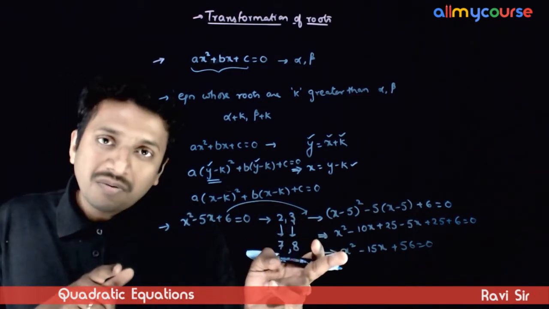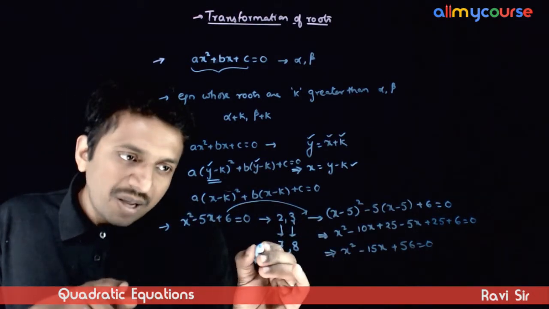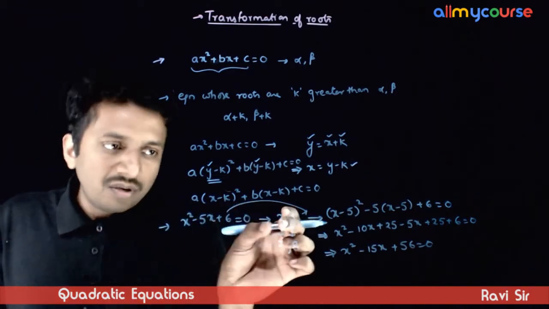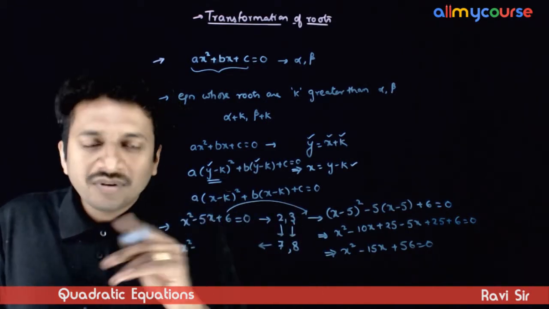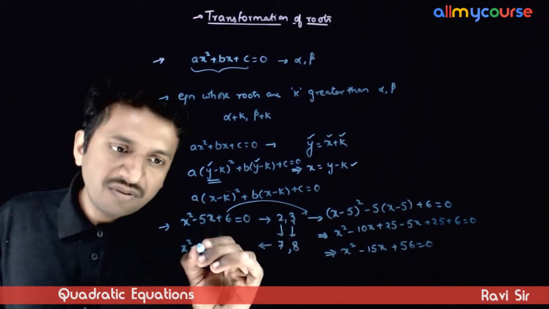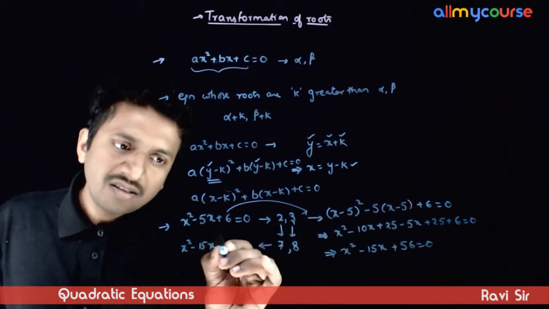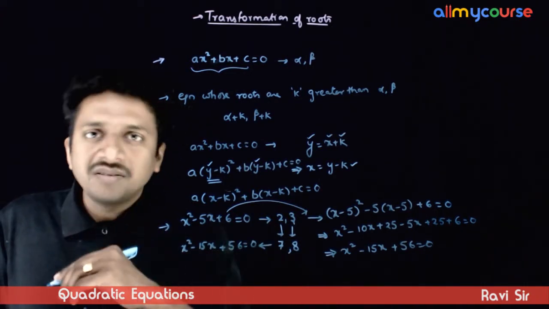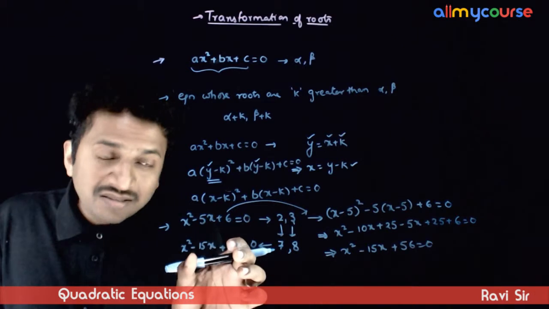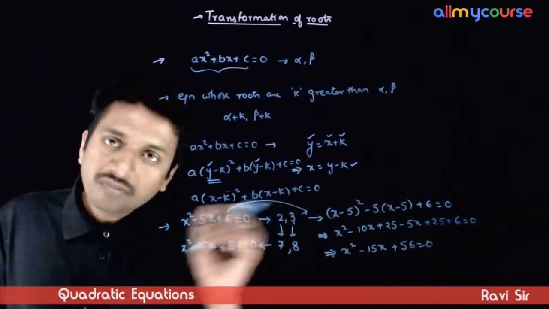So you can also find the same equation by back calculation. If the roots are 7 and 8, what is the corresponding equation? x square minus sum of the roots, 7 plus 8 is 15, times x plus product of the roots, 7 into 8 is 56, is equal to 0. So you can see that you got the exact same equation.